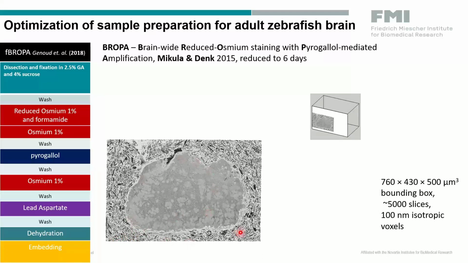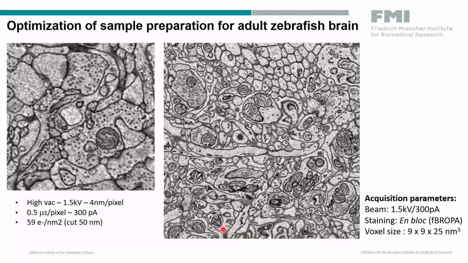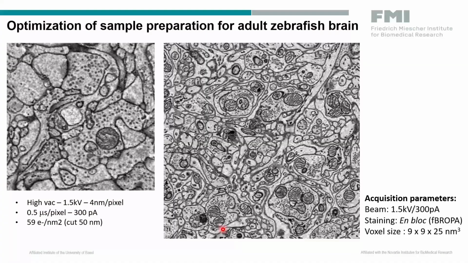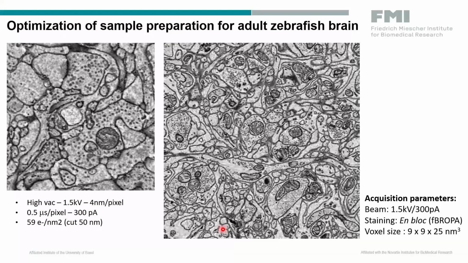This part of the tissue is homogeneously stained on the surface and also in the middle of the sample. This is an illustration of the proper staining we get with this BROPA protocol. And I hope you can appreciate the synaptic connections. And you see here the button synaptic, the connection between two synapses.